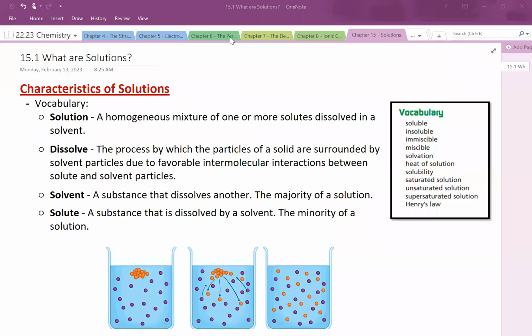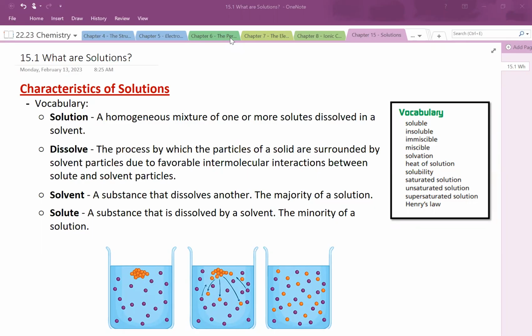Hi guys, welcome to our first video in Chapter 15. Chapter 15 talks all about solutions. To begin, we're going to talk about Section 15.1, which introduces many vocab words that we're going to need to discuss solutions and talks about the basic forces at work when we talk about a solution.